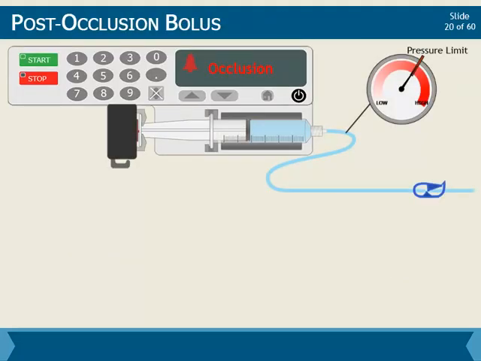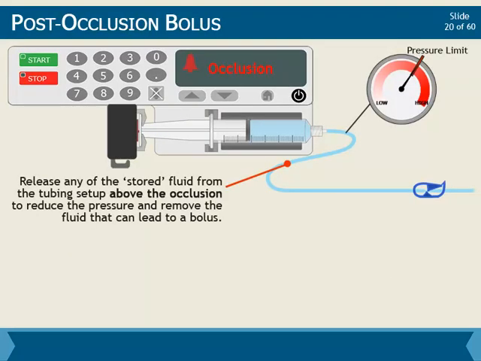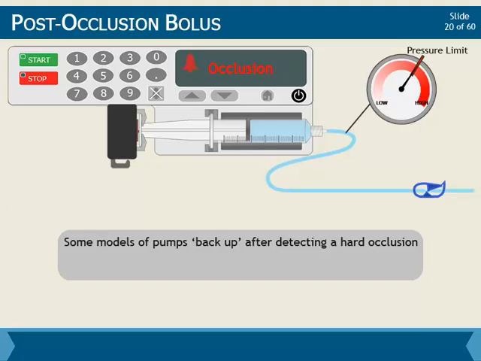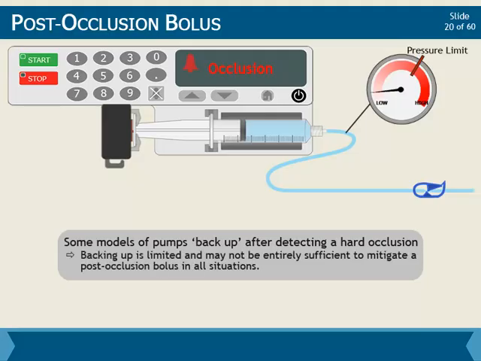Following an occlusion alarm, it is recommended that the caregiver release any of the stored fluid from the tubing setup above the occlusion to reduce the pressure and remove the fluid that can lead to a bolus. Some models of pumps back up after detecting a hard occlusion as a post-occlusion bolus reduction feature. For this feature, the pushing drive moves back very slightly, allowing the stored fluid to be suctioned back into the syringe, reducing the pressure and removing excess fluid in the tubing. Backing up is limited, though, and may not be entirely sufficient to mitigate a post-occlusion bolus in all situations.